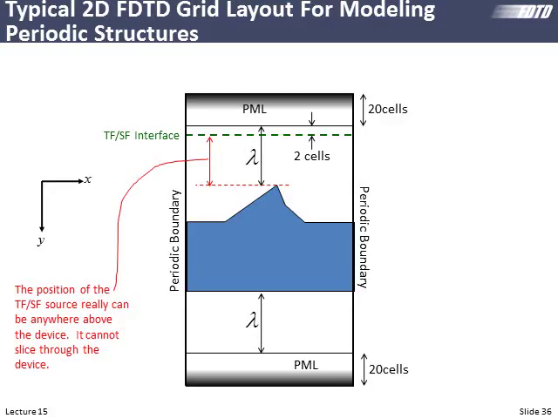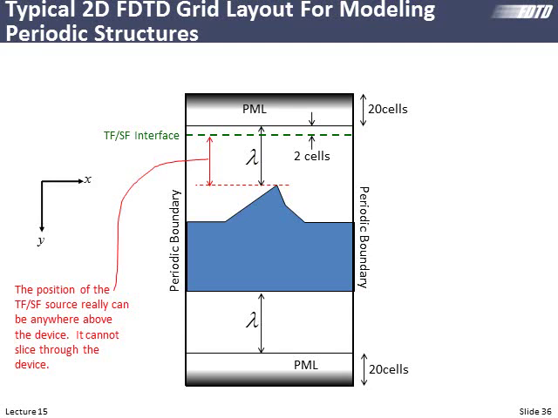Our PMLs will usually be about 20 cells on the top and the bottom. We'll model a lot of periodic structures in this class, so we'll be using periodic boundaries on the left and the right instead of a PML, but that's not necessary. You have all the equations and hopefully the know-how now to put a PML all the way around. But that's our layout. That's how we'll do things.